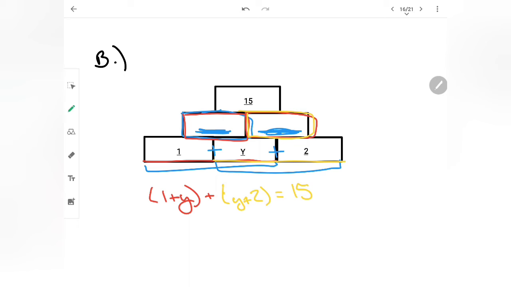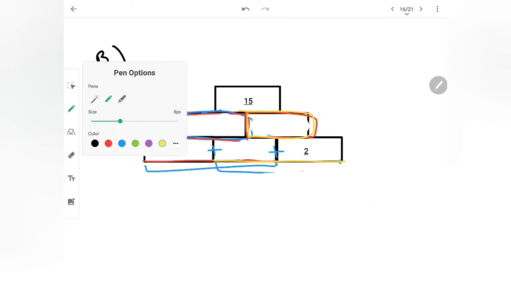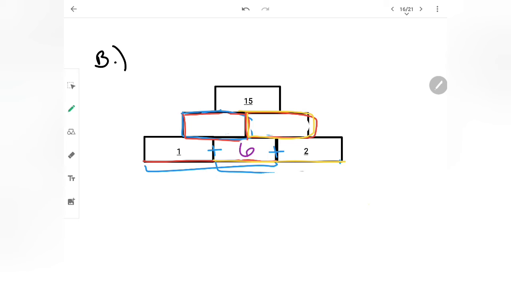Now, when we go over this problem, we'll notice that 2 plus 1 is 3, and y plus y is going to be 2y, which will be equivalent to 15. And then all we need to do to solve for y would be to subtract 3 from both sides, so 2y equals 12, and then divide by 2 on both sides, and y should be equivalent to 6. So if our y right here is 6, we should be able to find out the solution for our two blanks.